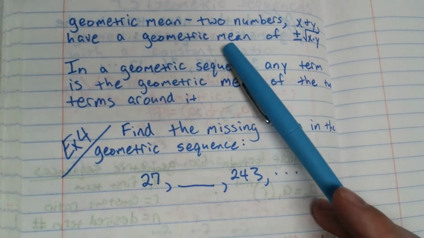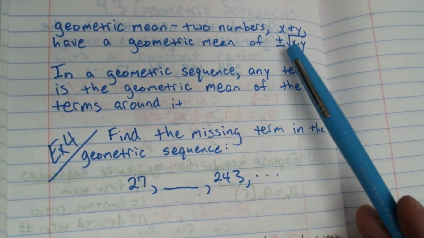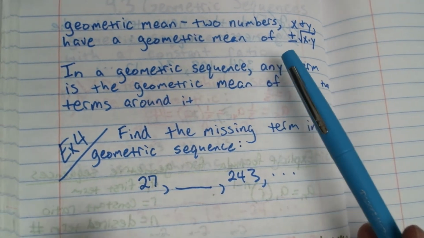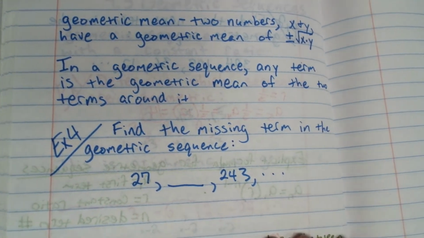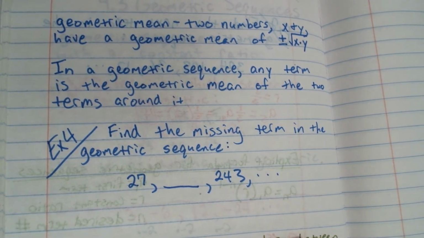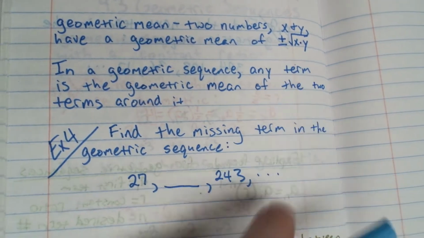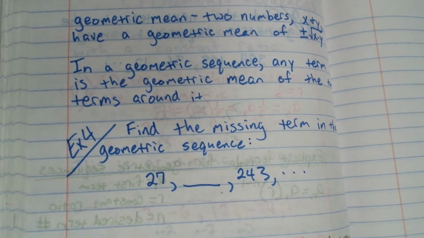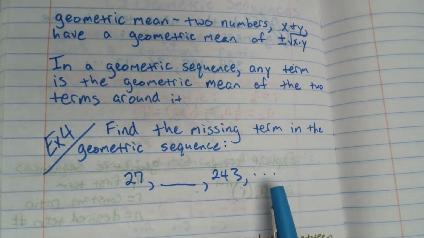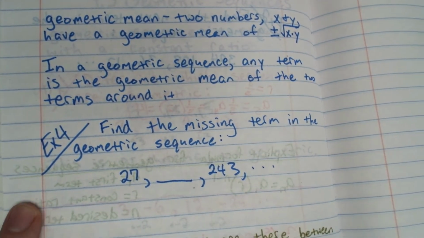Just in general, two numbers, x and y, have a geometric mean of plus or minus the square root of x times y. This is kind of like a multiplicative mean, whereas with the arithmetic mean we add them together and divide by 2 for two numbers. Here we multiply them together and take the square root. This is useful because in a geometric sequence, any term is the geometric mean of the two terms around it. That can be useful in finding a missing term if we can't guess what the pattern is.